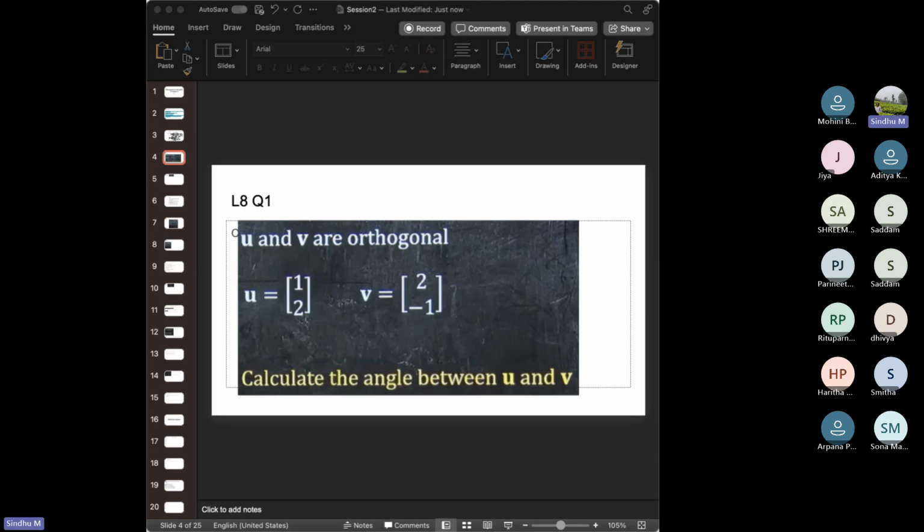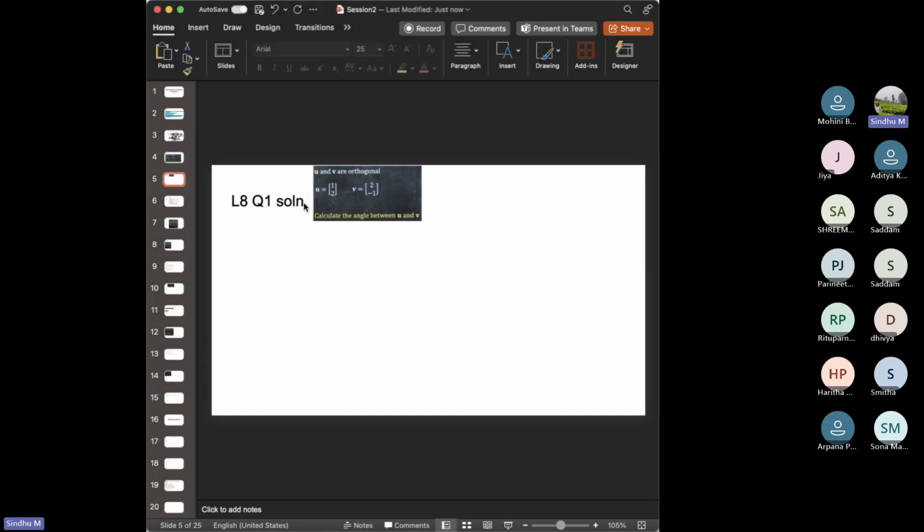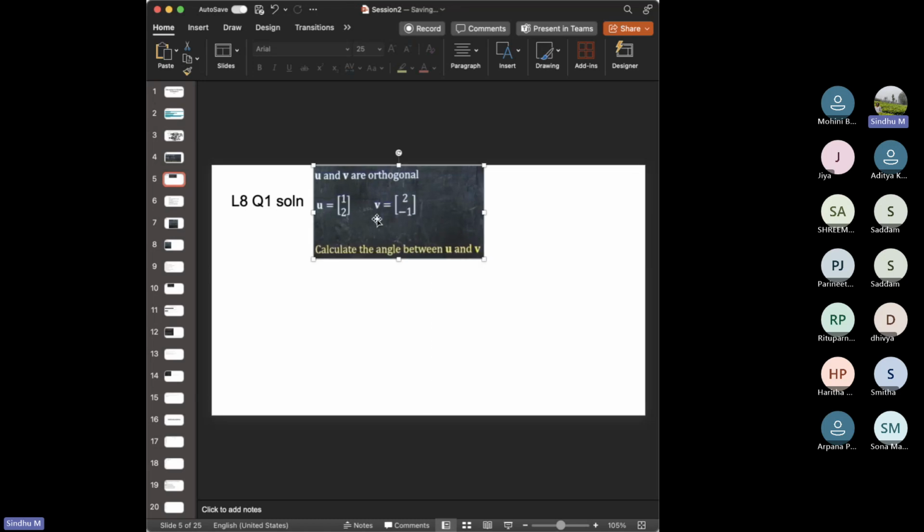Yeah, so most of you have got it right. The correct answer is 90 degrees. You can see that in the question itself, they have mentioned that these two are orthogonal, which means that they are 90 degrees to each other. But you can also check it with the dot product formula.